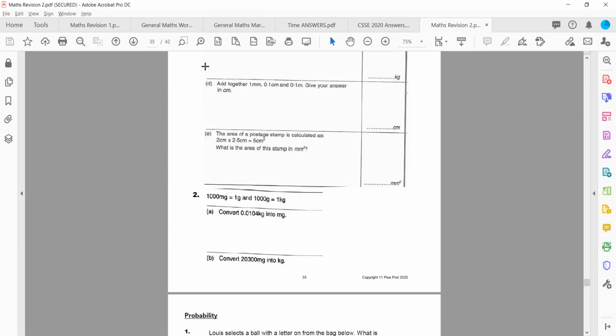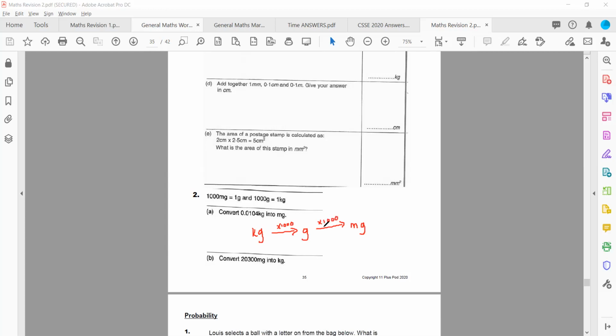But again, do it step by step. You're told 1,000 milligrams equals 1 gram and 1,000 grams equals 1 kilogram. You want to convert kilograms into milligrams. So take your kilograms, convert them into grams first of all, and then convert them into milligrams. To go from kilograms to grams, you would times by 1,000. And to go from grams to milligrams, you would times by 1,000.